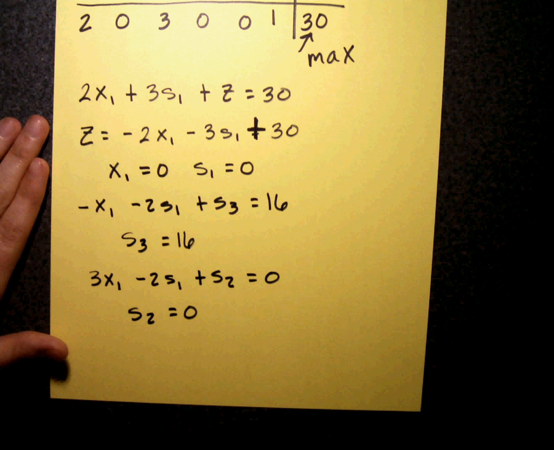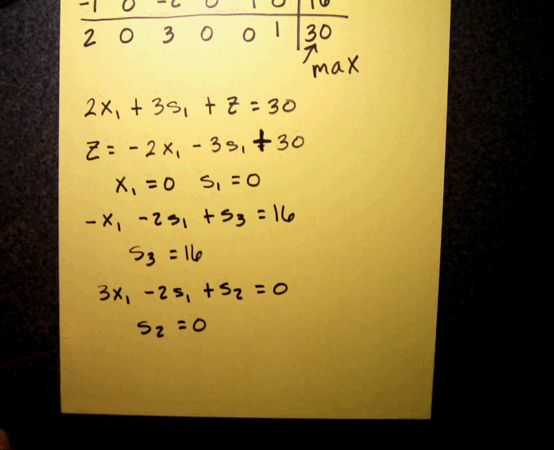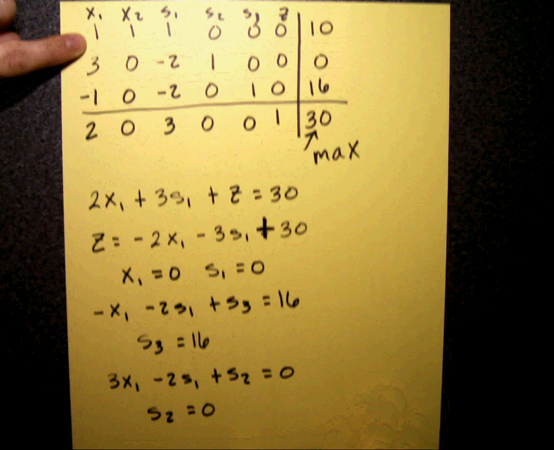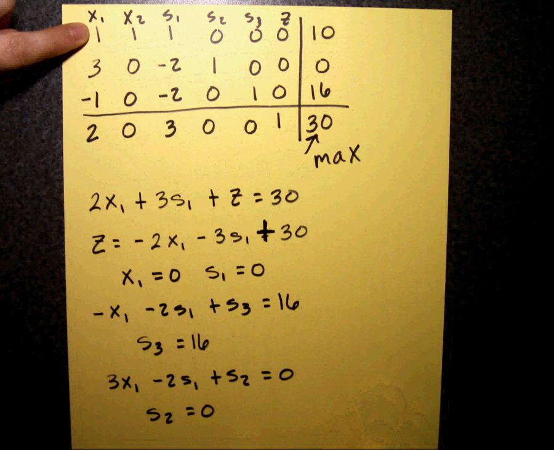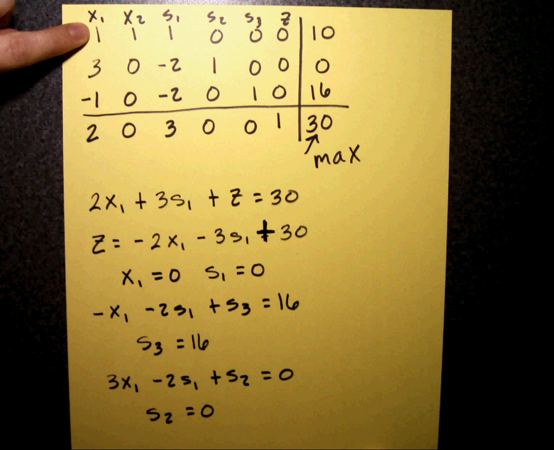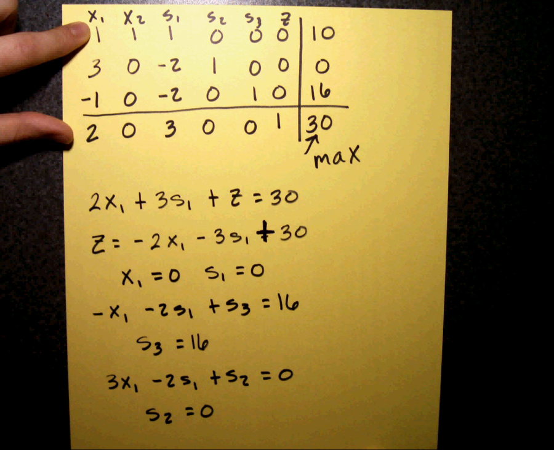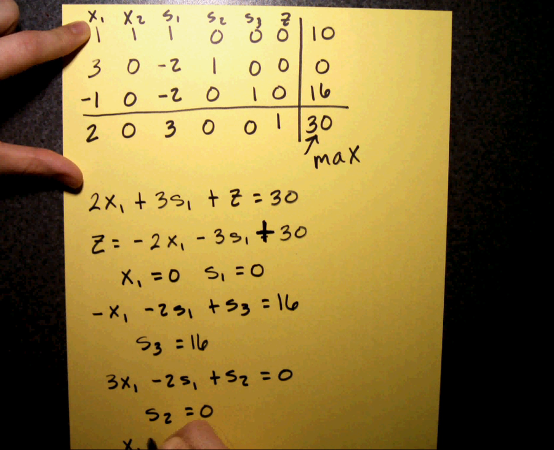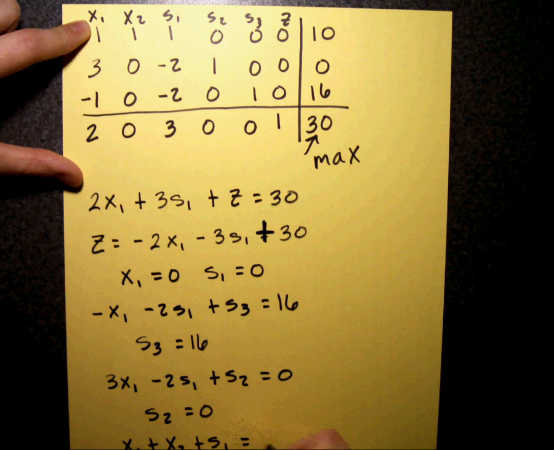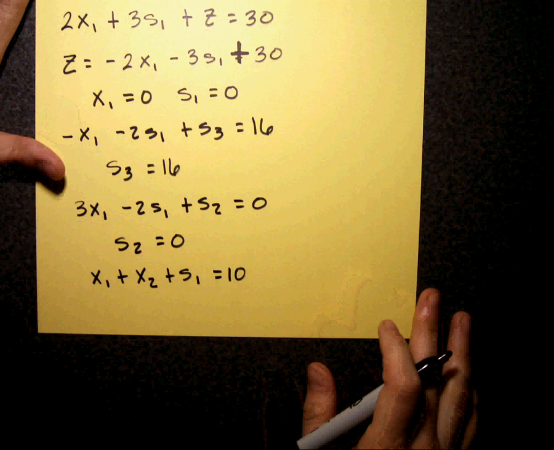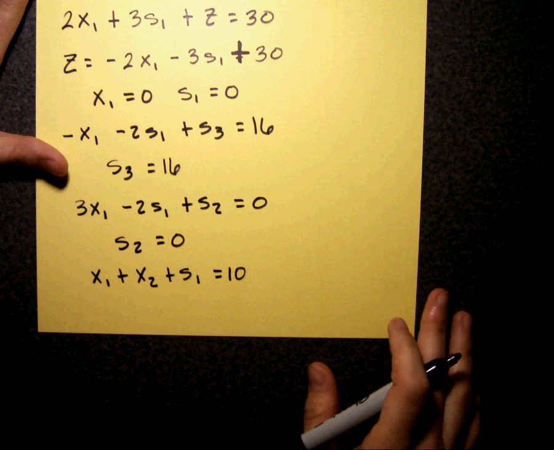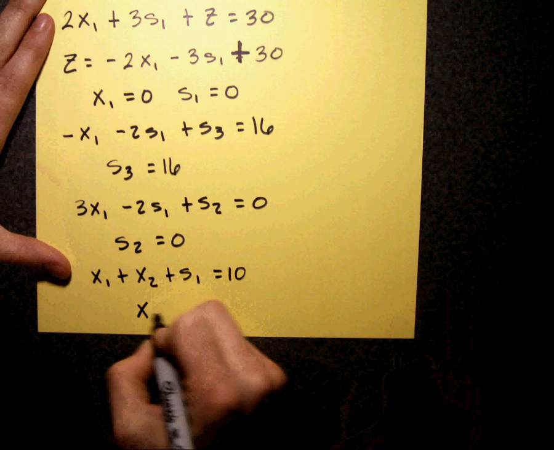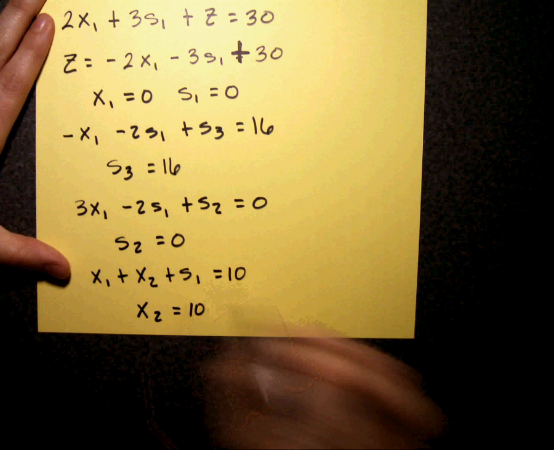And so now looking at the very top row that you can't see anymore, the last thing I need to solve for is x sub 2. And the top equation tells me that x sub 1 plus x sub 2 plus s sub 1 is equal to 10. And again, we already know that x sub 1 and s sub 1 are 0. So that just leaves me with x sub 2 equaling 10.